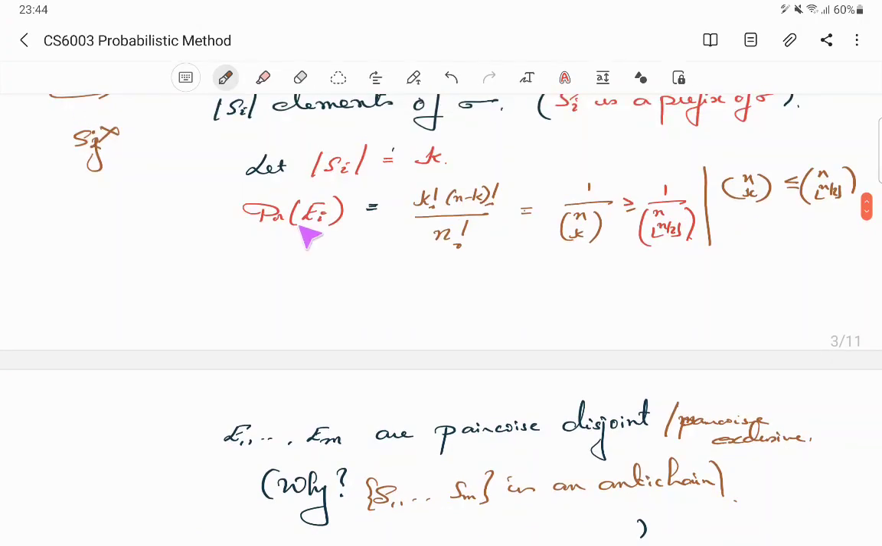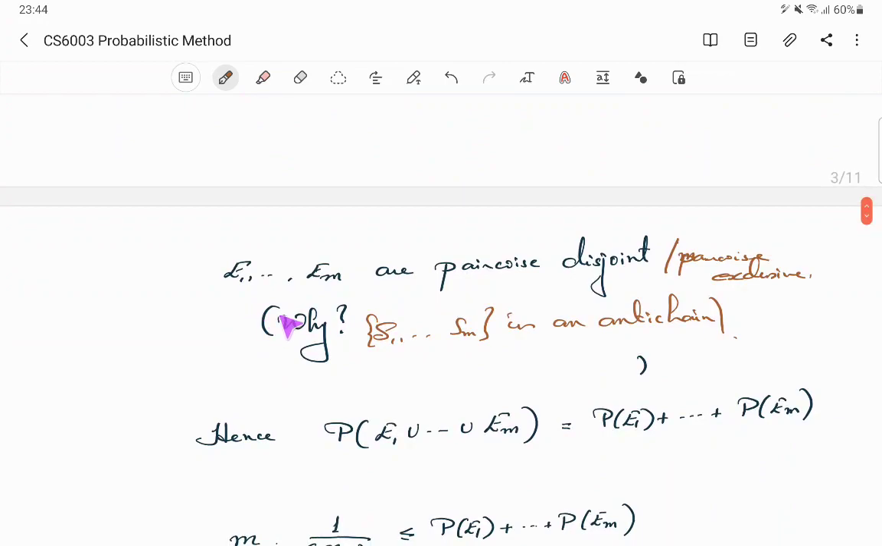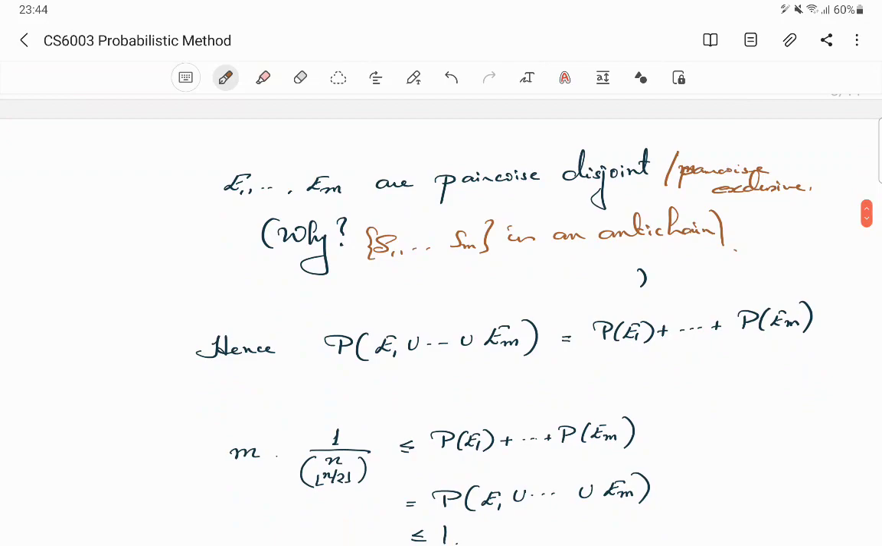We have a lower bound on the probability of Ei for each i, and we also have this observation that E1 to Em are pairwise disjoint. And what do we get when events are pairwise disjoint? Then the probability of their union is equal to the sum of their probabilities. In general, you could have only put a bound like this, and this is called the union bound. The probability of the union of a collection of events is upper bounded by the sum of the probabilities of the individual events. This would have been the union bound.